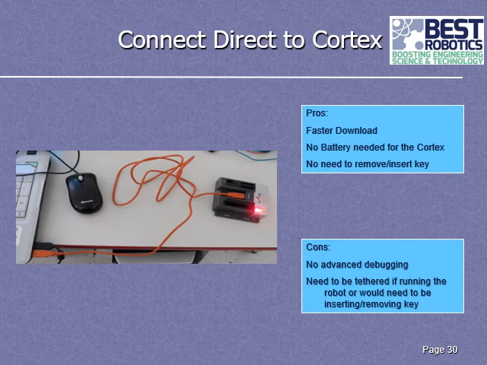The pros, or the biggest one, of course, is that the download is faster. You don't need the battery connected to your Cortex. The primary con is that you will have to be tethered to your robot if you want to run it directly after you download this. And there's no advanced debugging because there's no information coming back to the computer from the Cortex.